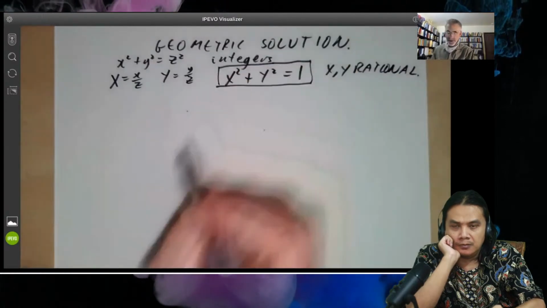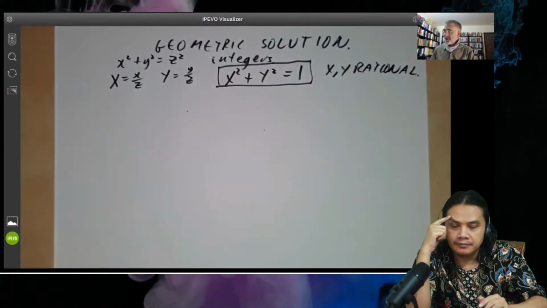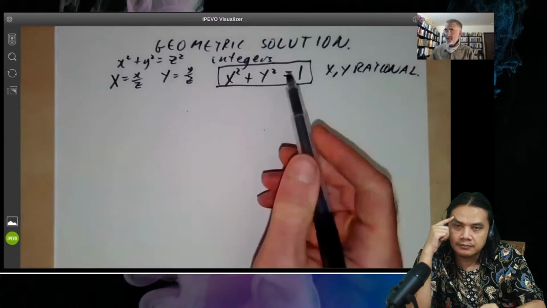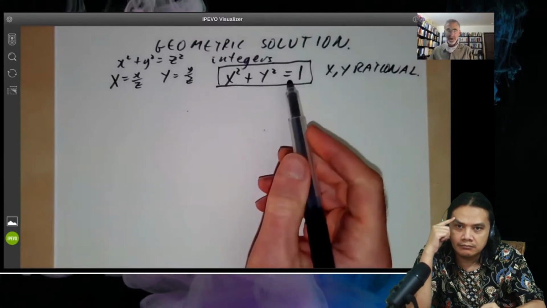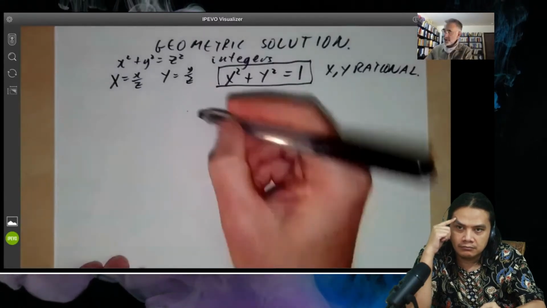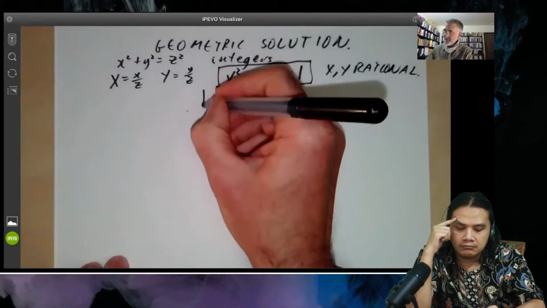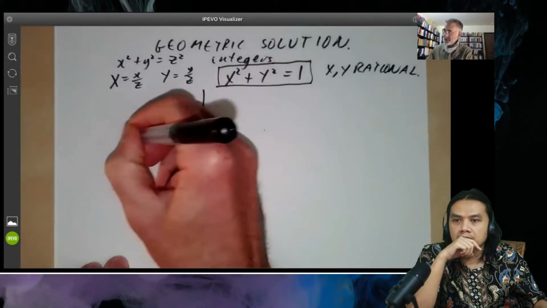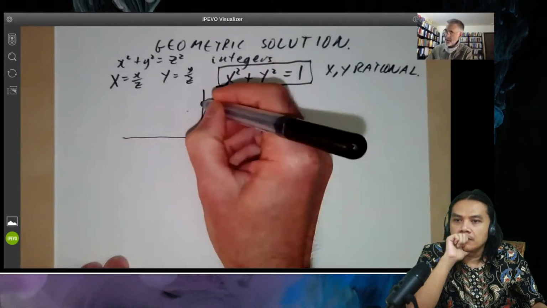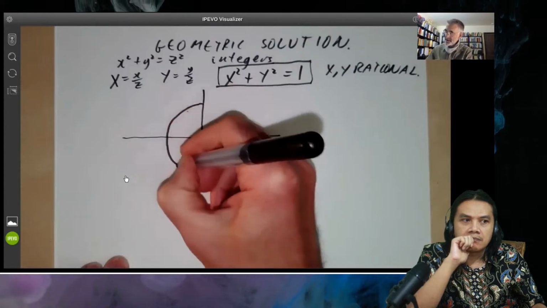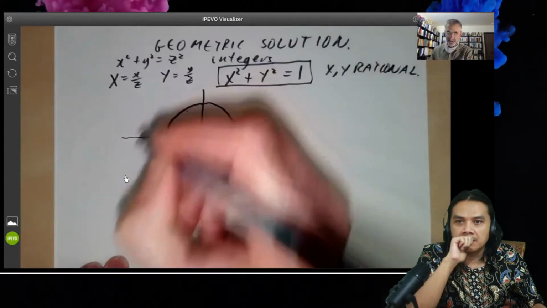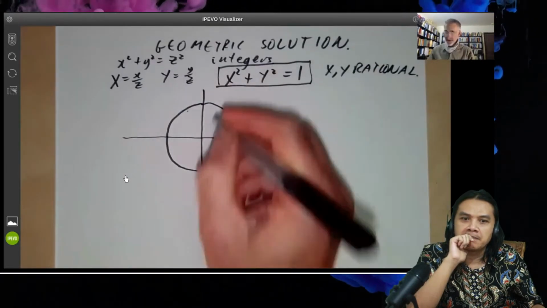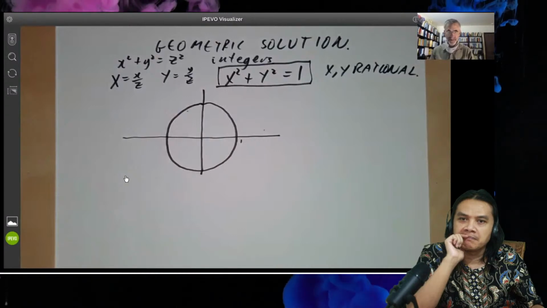I guess you all recognize this equation. It's just the equation of a circle. So what we're trying to do is to find rational points on a circle, where a rational point is, of course, one whose coordinates are rational. Now, since we've made this geometric, we can draw a picture of what is going on, and it just looks like this. So here we have a unit circle, and we're trying to find rational points on it.